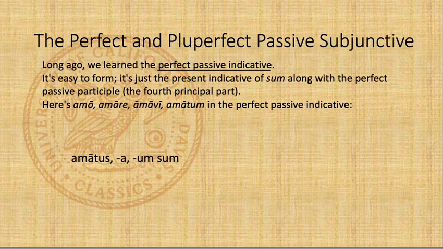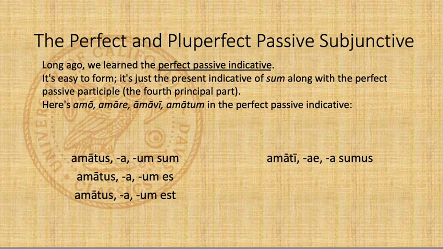Remember, the perfect can be translated two ways into English. It can be translated as a simple past, and it can also be translated with the auxiliary verb have, forming the English present perfect tense. Amatus, amata, amatum es. You were loved, you have been loved. Amatus, amata, amatum est. He, she, or it was loved. He, she, or it has been loved.